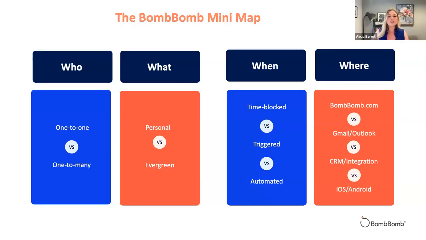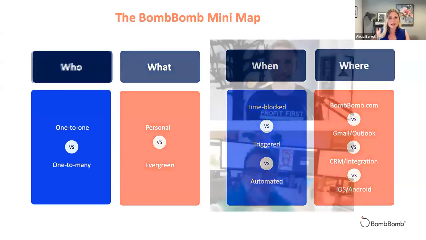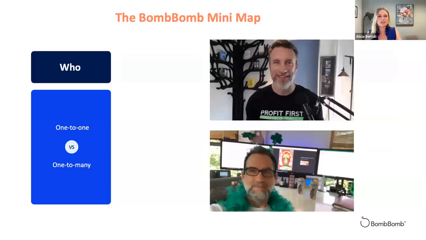So the first part of the BombBomb mini map is to decide, who are you sending this video to? Are you sending this video one-to-one? Like my video to one person? Or is the video that you need to create here to move the needle in your business a one-to-many video, a video from one person that goes out to a whole group of people, okay? So this is that first thing that you need to identify, okay? That moment that matters in your business where you need to move the needle. Is this a one-to-one video, or is this a one-to-many?